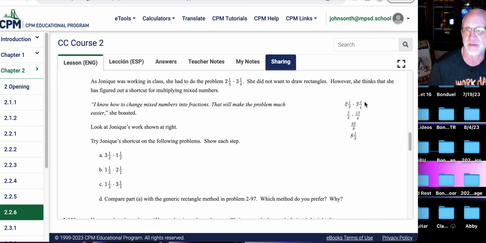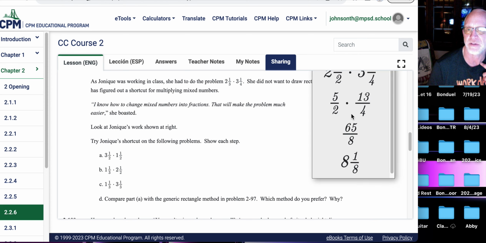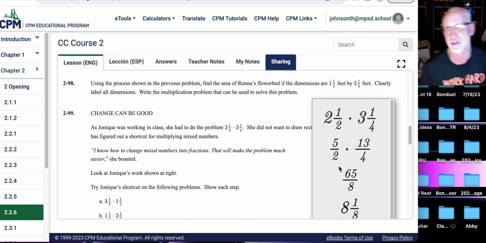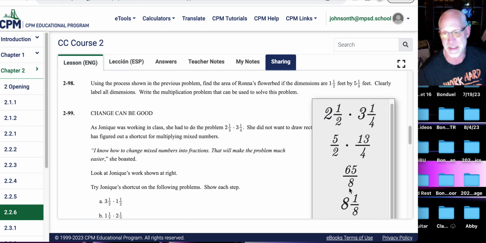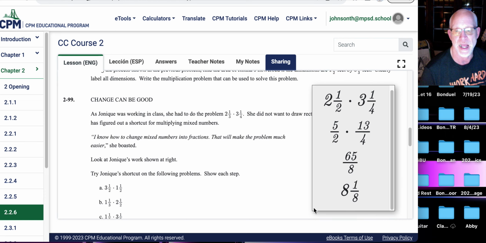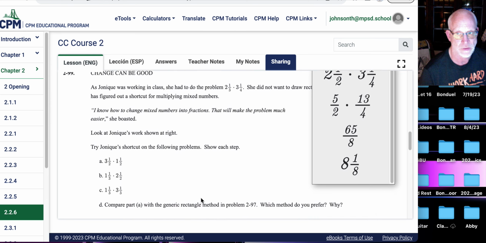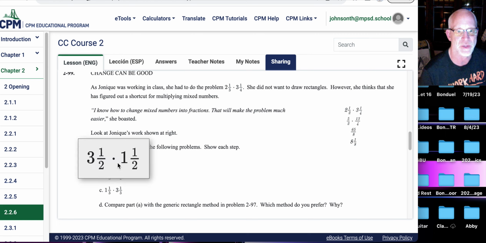She said 2 1/2 times 3 1/4. I went 2 times 2 is 4 plus 1 is 5, 5 halves. And then I went 4 times 3 is 12 plus 1 is 13, 13 fourths. On the top, I went 5 times 13 is 65. Denominators, 2 times 4 is 8. I said 8 goes into 65 8 times with 1 left over, and keep the denominator 8. 8 and 1/8.